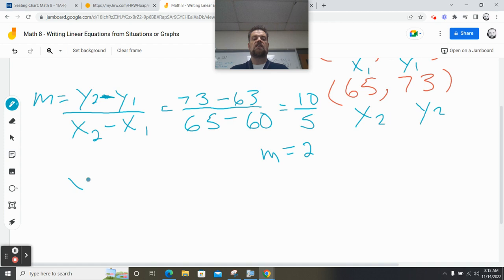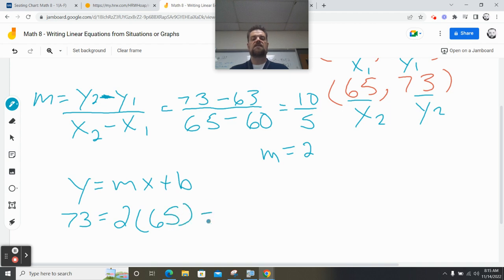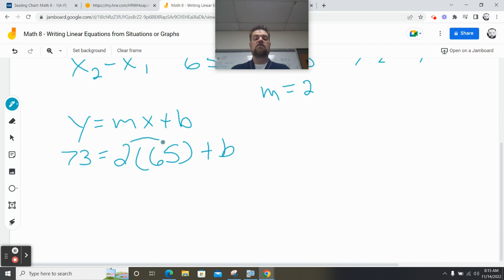And so I start off with y equals mx plus b. I've got most of these except for b. So I'm going to plug this in for x and plug this in for y. So I'm going to say 73 is equal to m, which is 2, times 65 plus b. 2 times 65 is 130 plus b. Now what do I do to get b by itself?